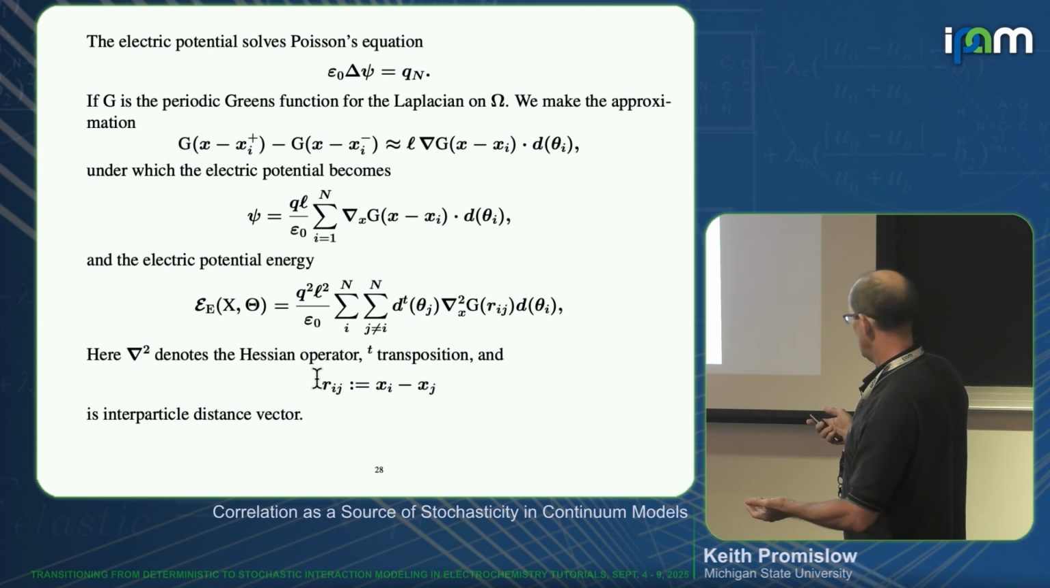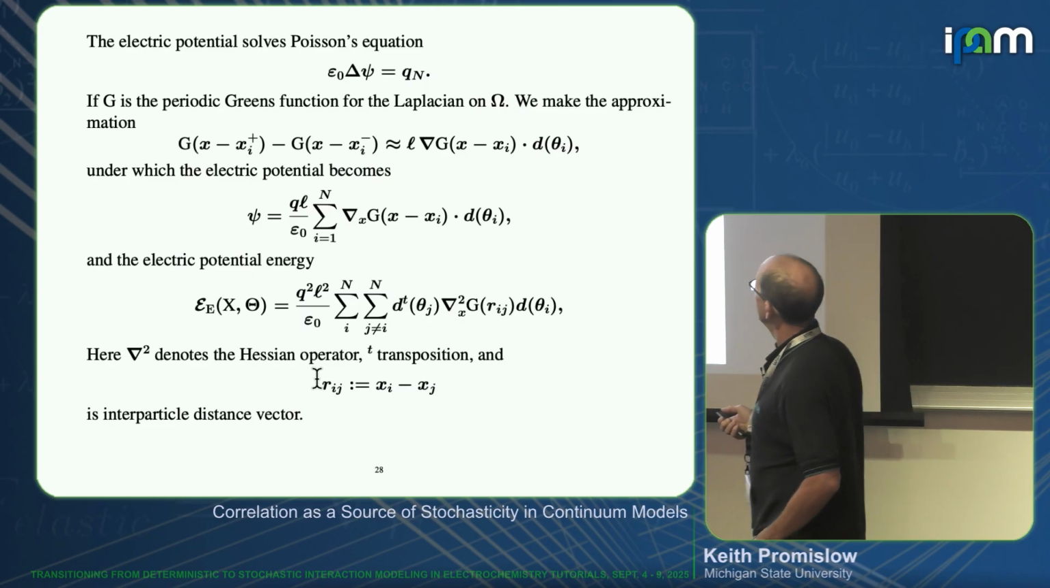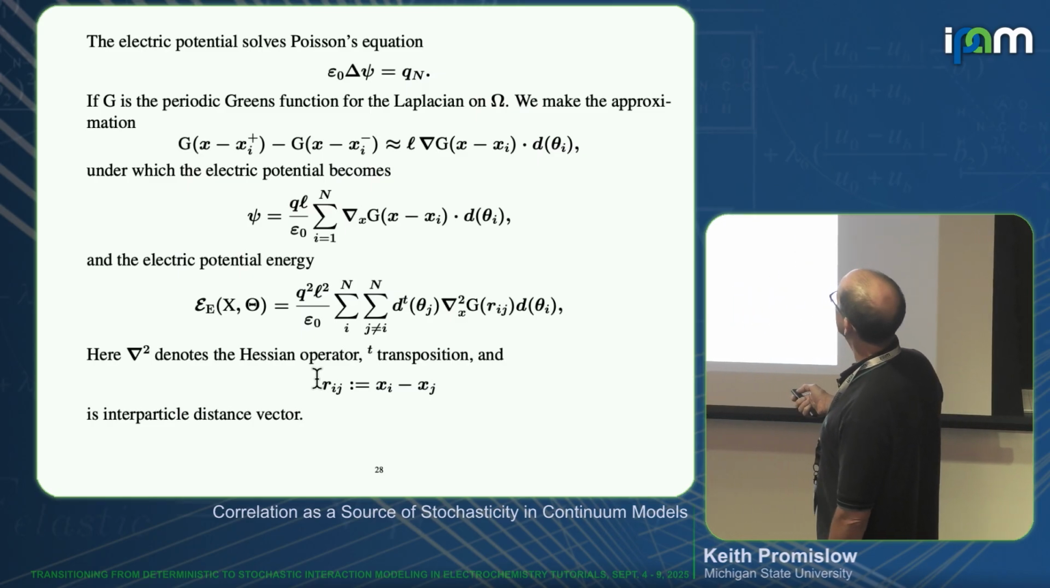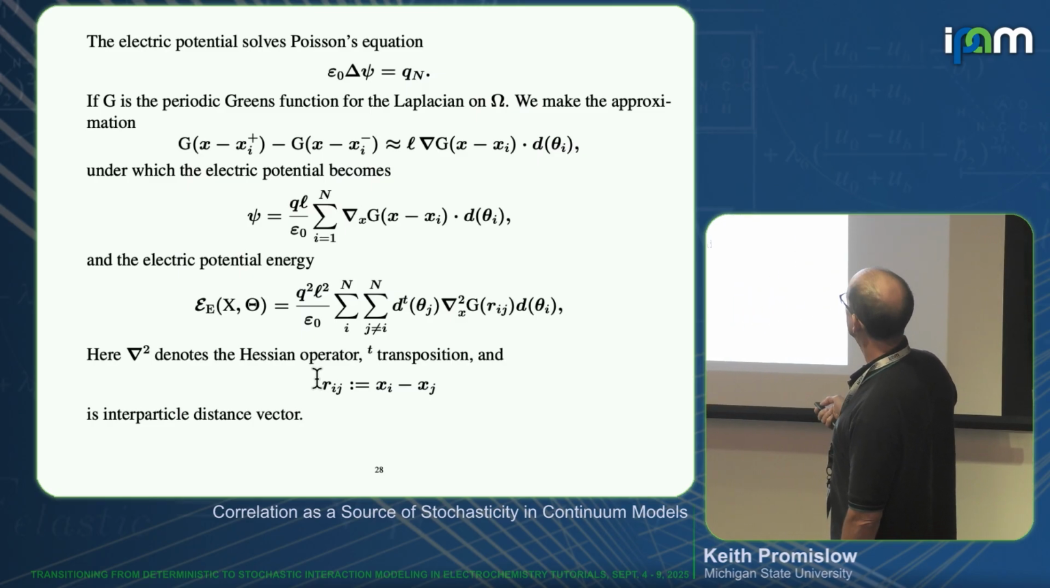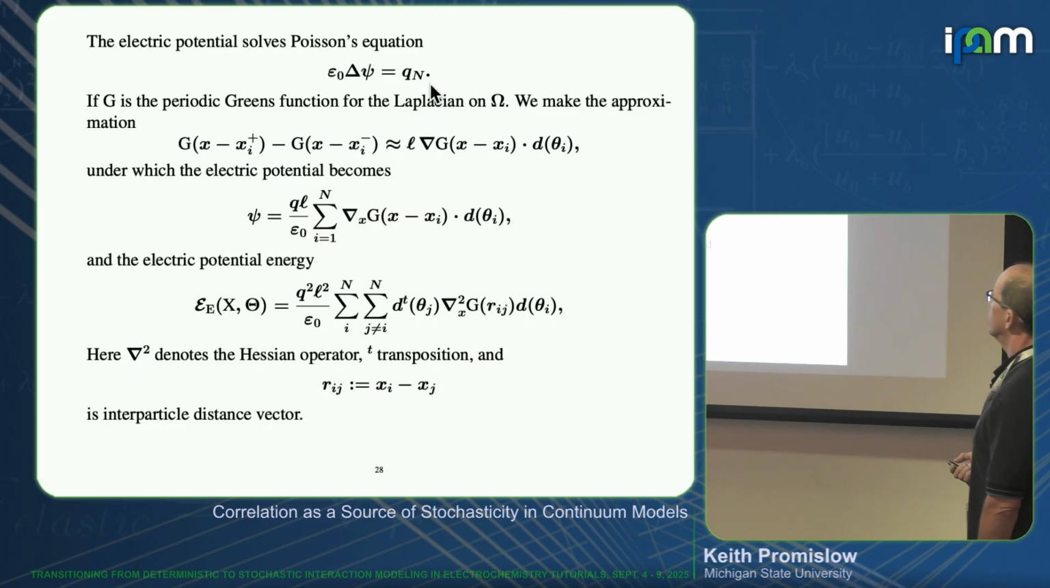So if you want to think about this at a continuum limit, you can say, well, there is an electric potential, psi, which I'm in vacuum. So epsilon naught is my free space dielectric, and I've got some sort of total charge Qn, which is my distribution of all these charges.